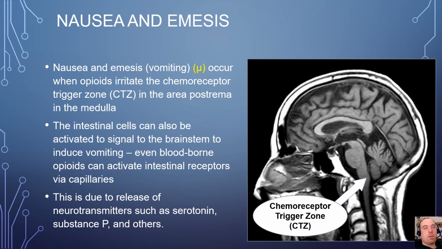Some of the neurotransmitters, and this doesn't need to be committed to memory, but some of them involved are serotonin, substance P, and some other ones. So serotonin, you may know, is a really, really popular target for anti-emetic drugs to prevent vomiting. So those would be the serotonin antagonists.